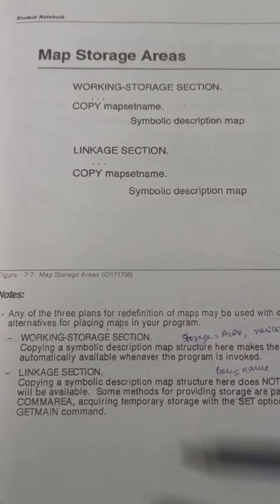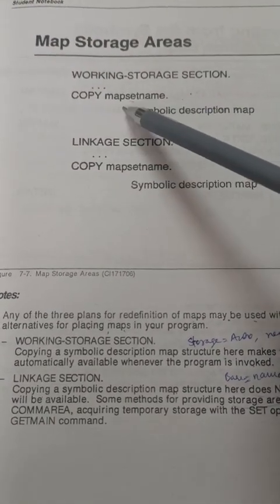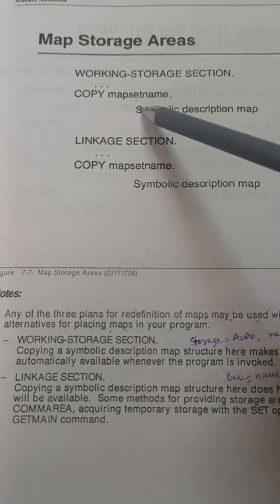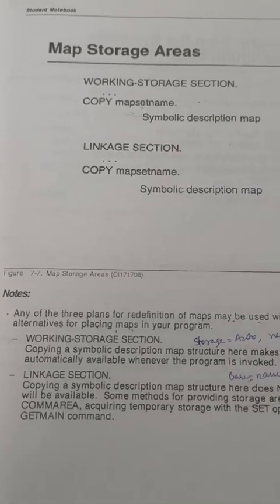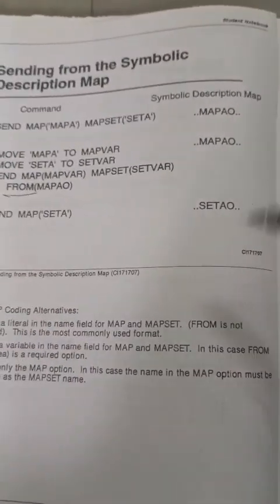That is why, in the programs I have seen, 99% have mentioned all symbolic maps in the working storage section. I have not seen any symbolic map name in the linkage section till now.